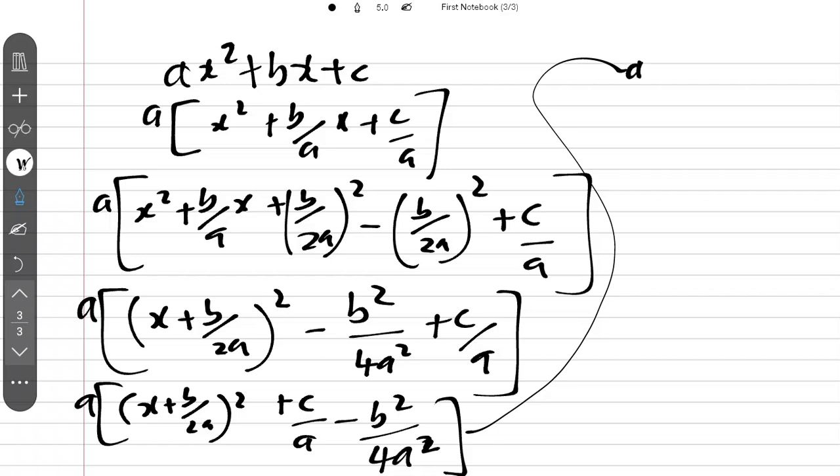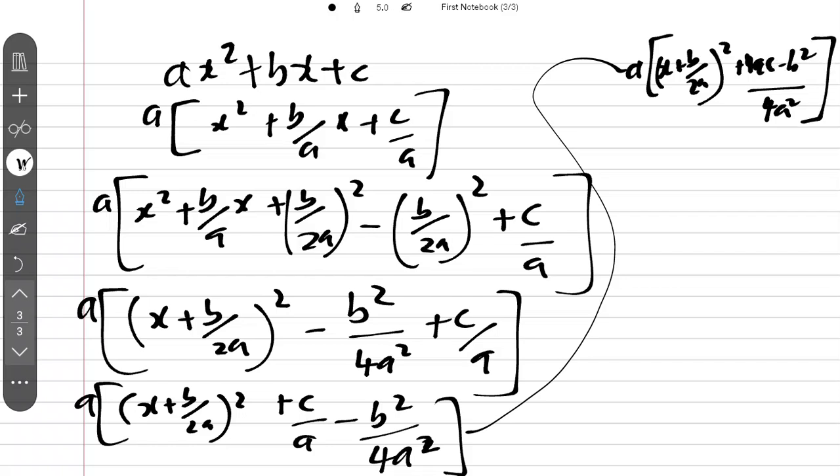So now from there I have my a, x plus b over 2a squared. Then I look for a common denominator. I have 4a squared. That is the common denominator. A into 4a is 4a. Plus c, I'm going to have plus 4ac minus b squared. So now I'm going to have a times x plus b over 2a squared plus 4ac minus b squared over 4a squared.